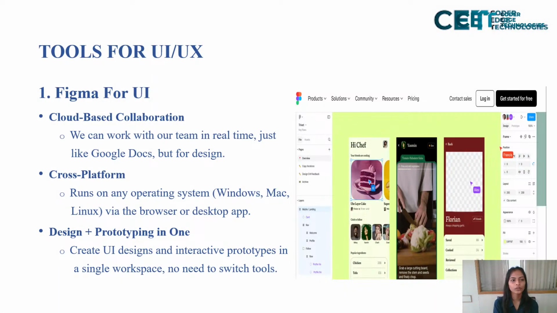As we have seen the popular tools for UI, the most popular tool for UI is Figma, which gives functionalities like cloud-based collaboration, cross-platform, and design plus prototyping in one. First functionality is cloud-based collaboration. In this, we can work with our team in real time, just like Google Docs, but for design. Second is cross-platform. It runs on any operating system like Windows, Mac, Linux, via browser or desktop app. Third one is design plus prototyping in one. In this, we can create designs and interactive prototypes in a single workspace. There is no need to switch tools.